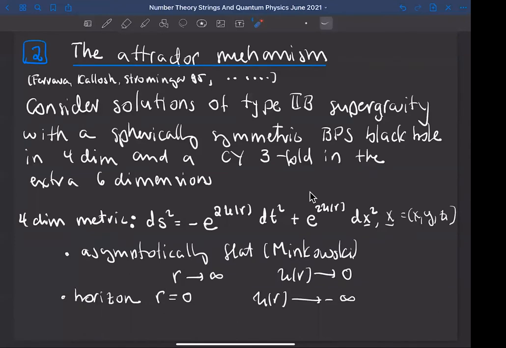U is a factor of e^{2U} here, which depends on r, where r is the radial coordinate in the four-dimensional space-time. It's such that as r goes to infinity, your metric is asymptotically flat, it's Minkowski space, so U tends to zero. And the radial coordinate is such that the horizon of the black hole is at r equals zero, and this is when U tends to minus infinity.